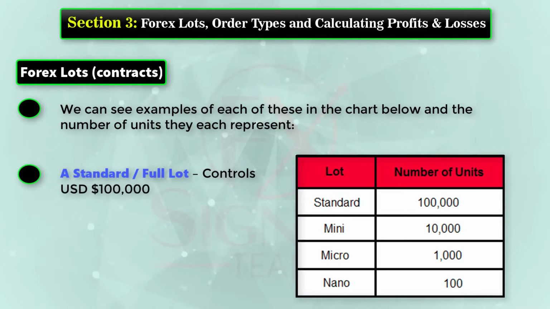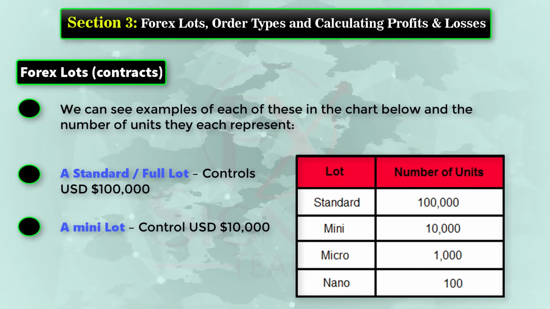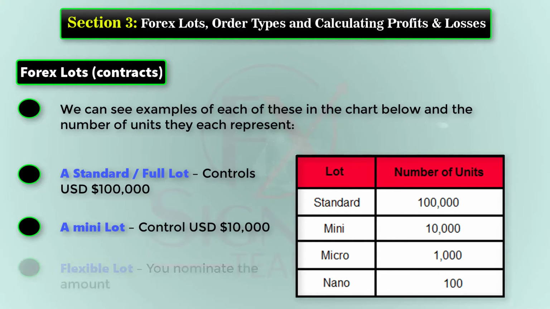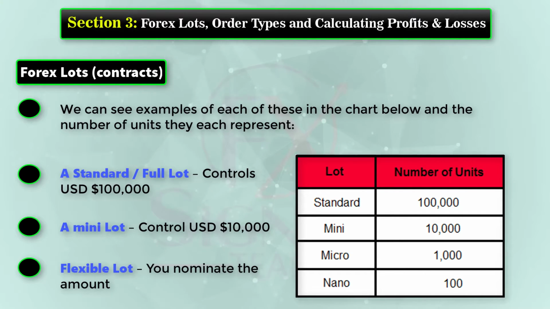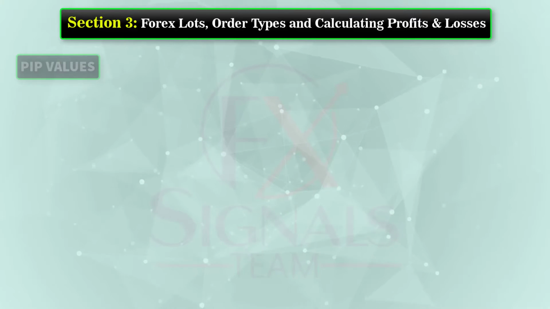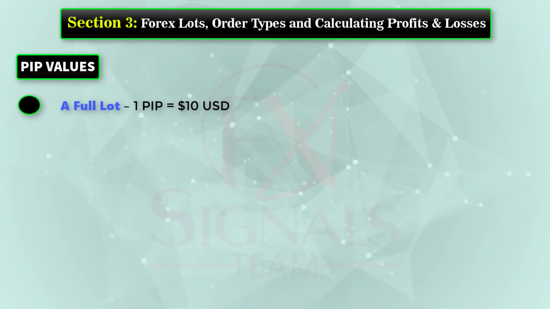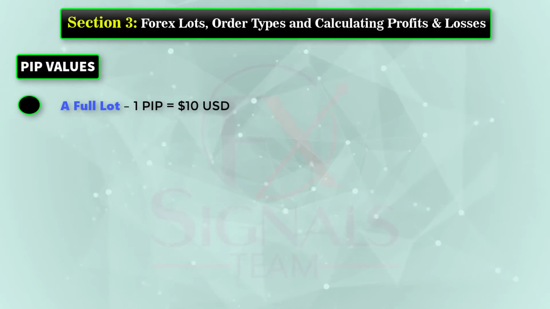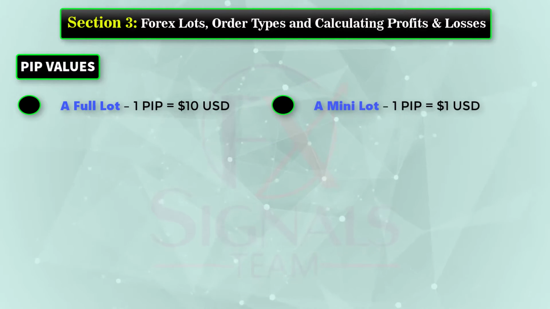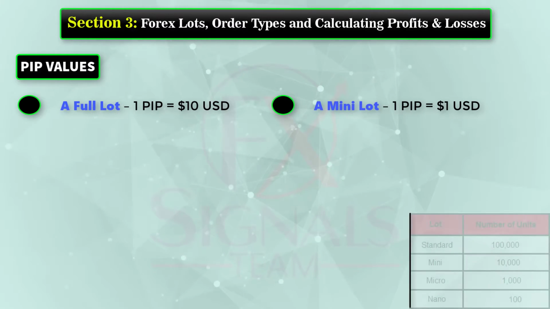A standard or full lot controls $100,000. A mini lot controls $10,000. In a flexible lot, you have to nominate the amount. Pip values. A full lot, 1 pip equals $10 USD. A mini lot, 1 pip equals $1 USD.